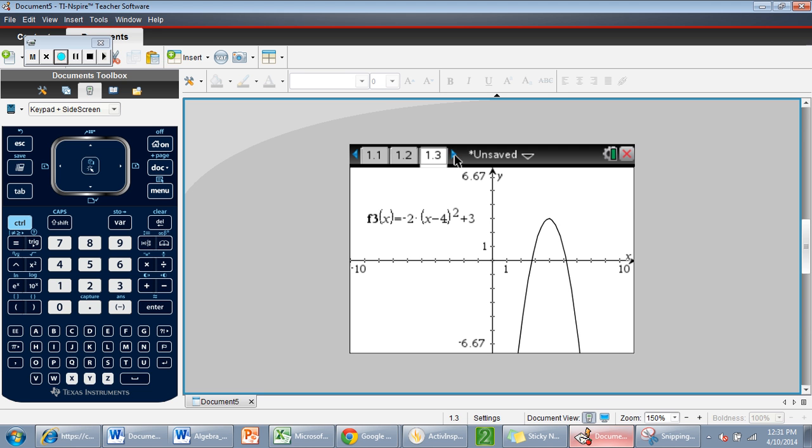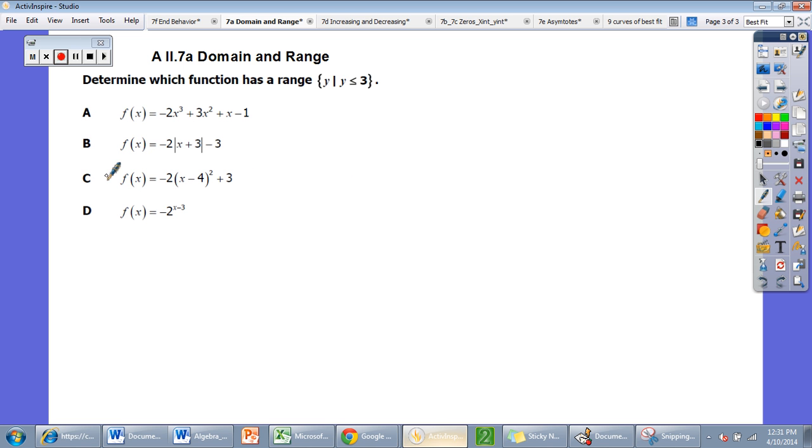And if we look at 4, the y value here, this one is going to be less than or equal to 0. So the correct answer here is answer choice C. That's the one that has the range that is less than or equal to 3.